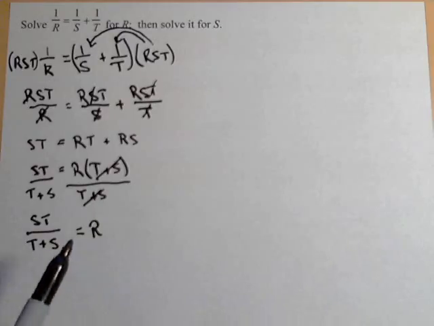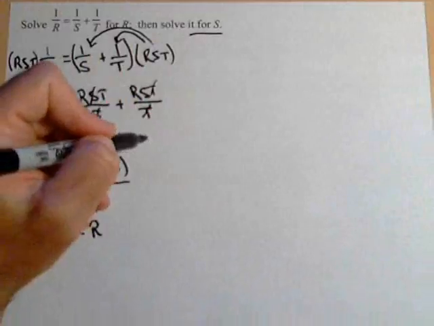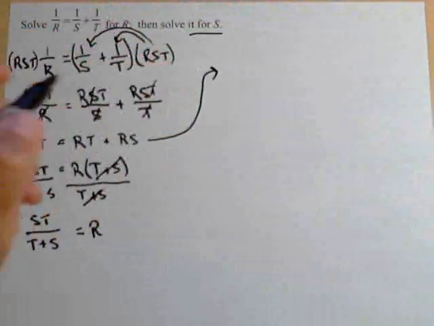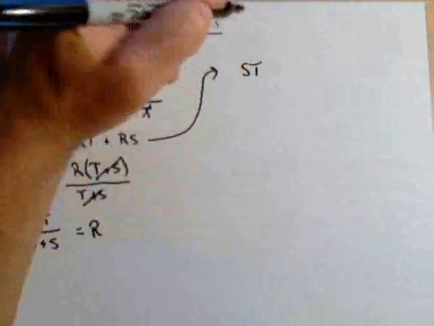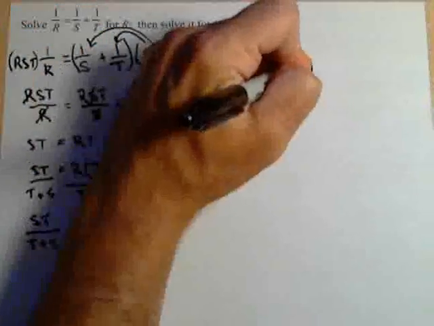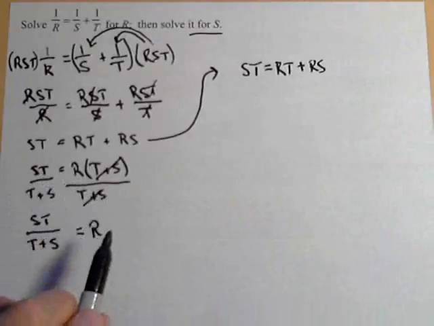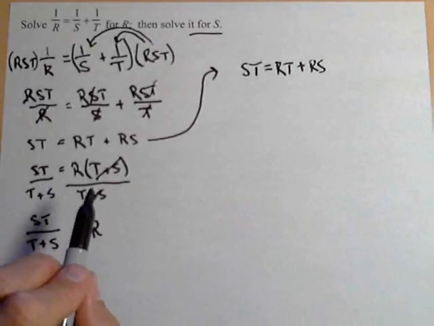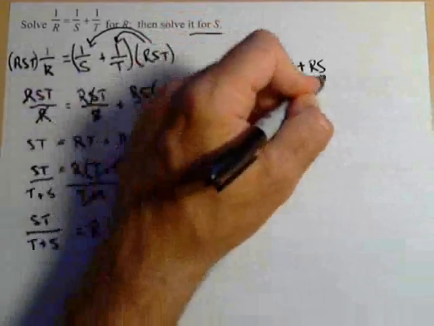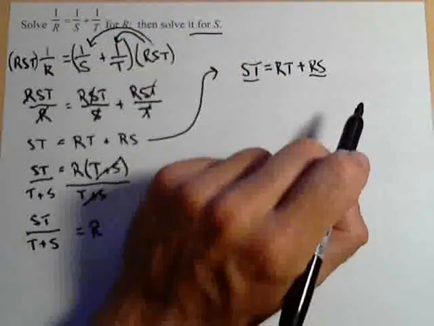Now our other goal was to solve for s. We're going to have the same first couple steps, and we would want to get to right here. So I'm just going to start here. So st equals rt plus rs. Now, last time we were in good shape because we already had both terms with an r in them on the same side. Now we don't, because we're trying to solve for s. We have an s term here and an s term here. We want to get those on the same side and everything without an s on the other side.